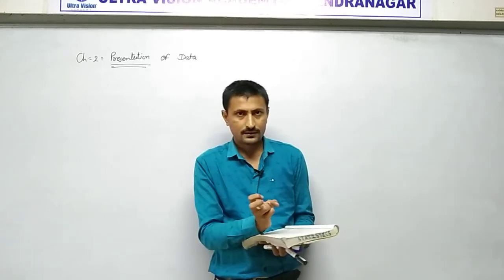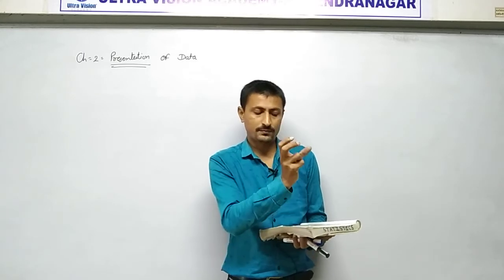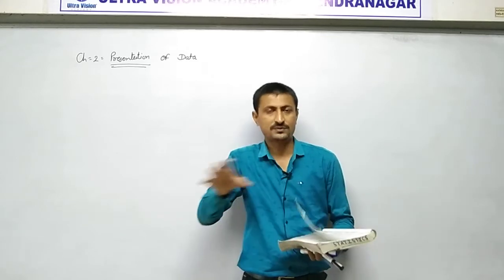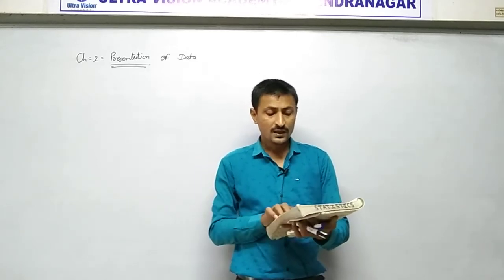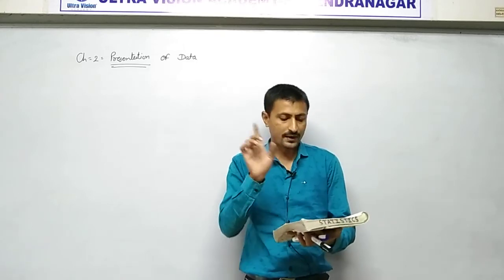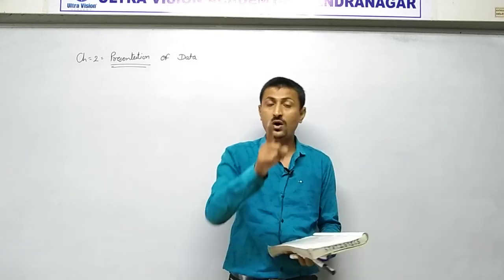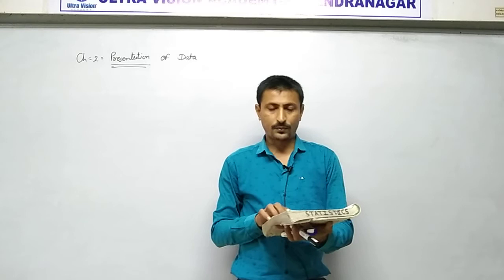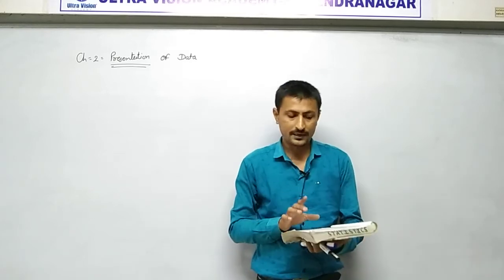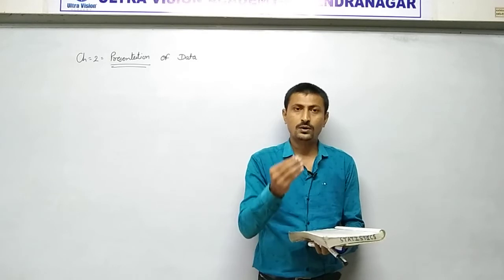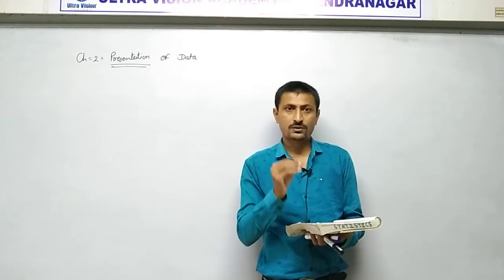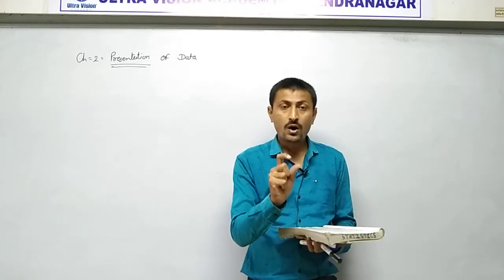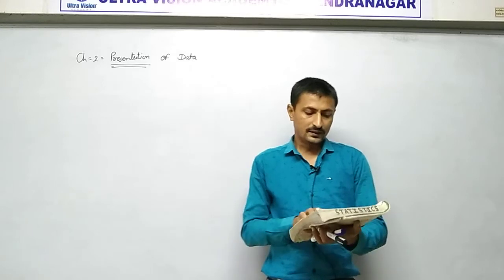So the collected data should be classified and arranged in a proper systematic form. A process of arranging ungrouped or raw data into a proper form is called classification. Underline this definition. What is classification? It is the process of arranging raw or ungrouped data in a proper form. It is called classification of data.